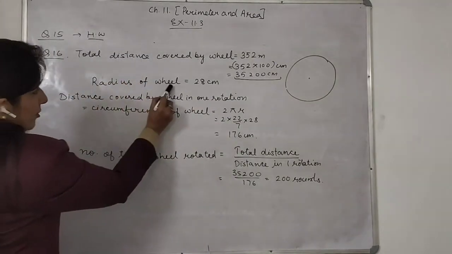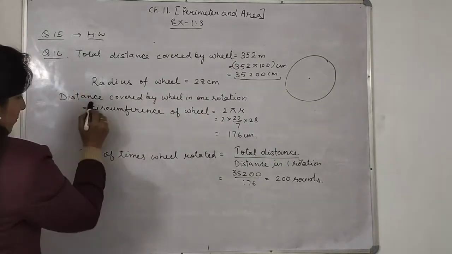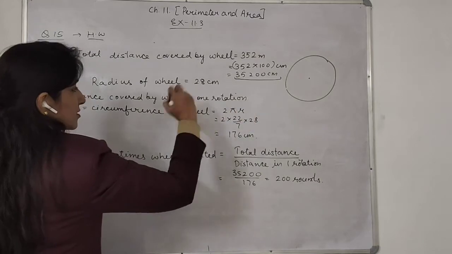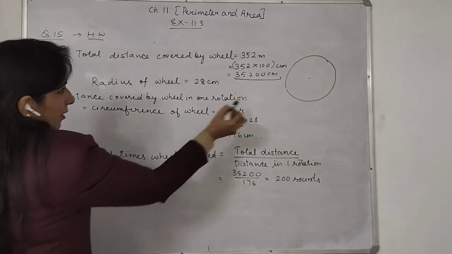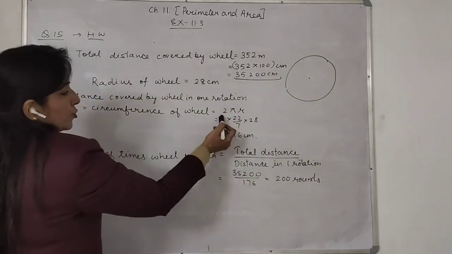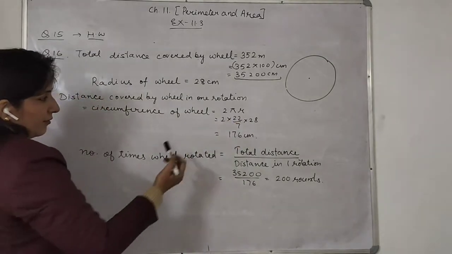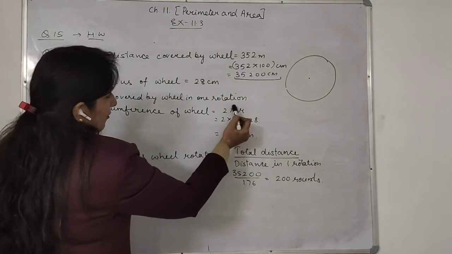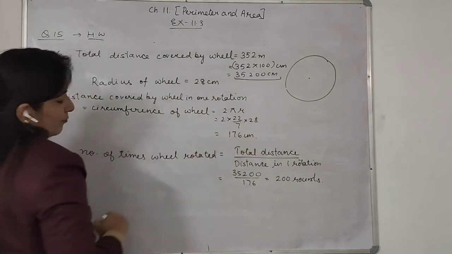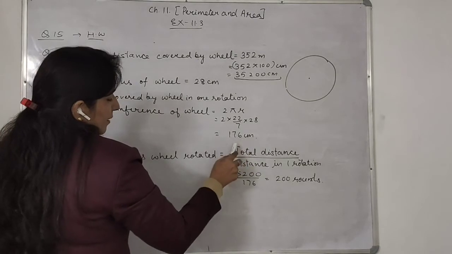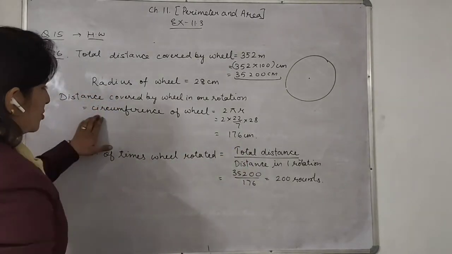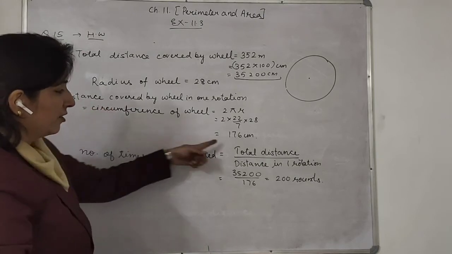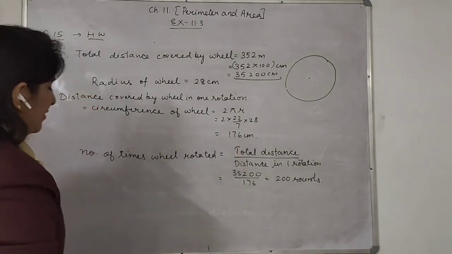So the radius of the wheel is 28 centimeters. The distance covered by the wheel in one rotation is equal to the circumference of the wheel. This is the boundary. Now 2 pi r is the formula for circumference. Apply that: 2 into 22 by 7 as the pi value, and then the radius 28 centimeters. After calculation it comes out to be 176 centimeters, which is the circumference of the wheel. It means in one rotation the wheel covers this much distance, 176 centimeters.